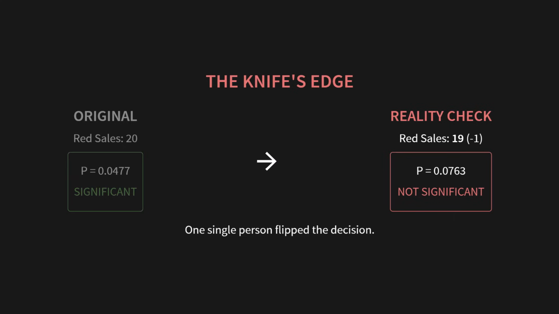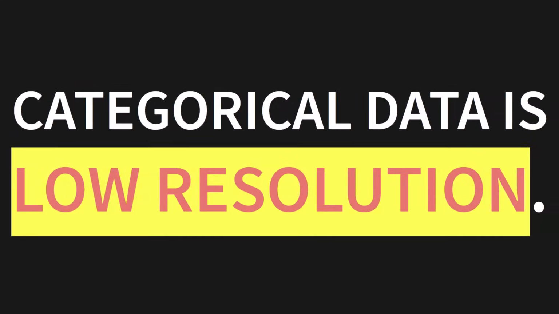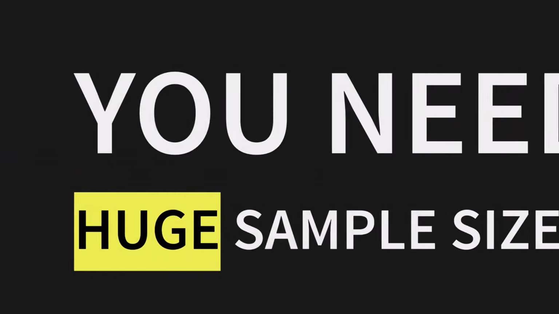This reveals the most important truth about this kind of data. Categorical data is low resolution. It's just a yes or a no. There's no nuance. And because of that, you need huge sample sizes to be confident in your results.